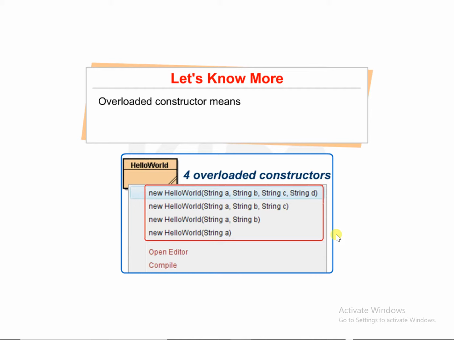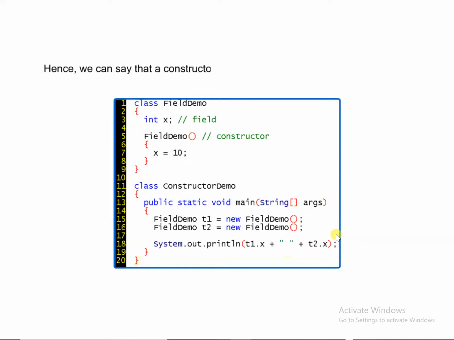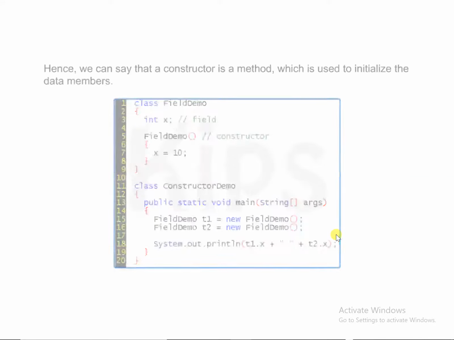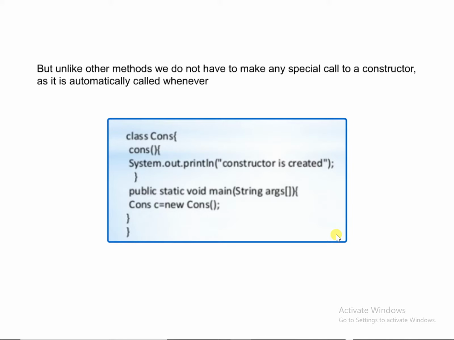Overloaded constructor means you have more than one constructor in a class. Such type of constructors must have different argument list. Hence, we can say that a constructor is a method which is used to initialize the data members. But unlike other methods, we do not have to make any special call to a constructor, as it is automatically called whenever a new object is created.